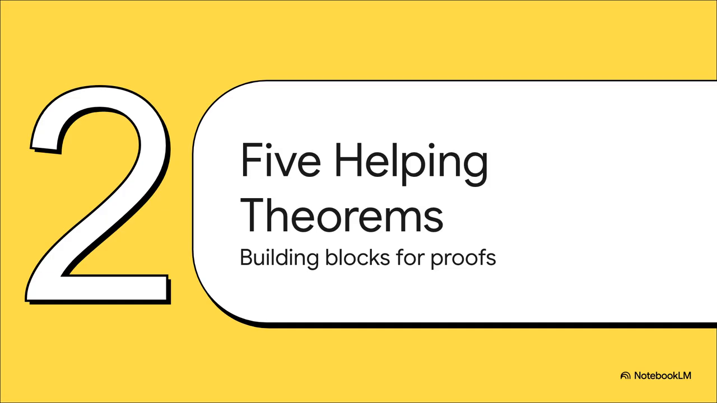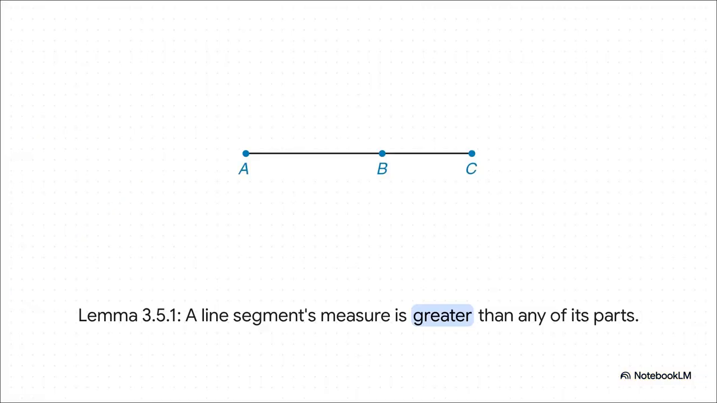So, with that definition in our back pocket, let's stock our toolkit. We're going to look at 5 lemmas. Now, lemma is just a fancy math word for a helping theorem. It's a small proven rule that we can use as a building block to prove bigger, more complex ideas later on. Our first helper theorem is exactly what we just talked about. It just makes it official. The whole line segment is always going to be greater than any one of its individual parts.